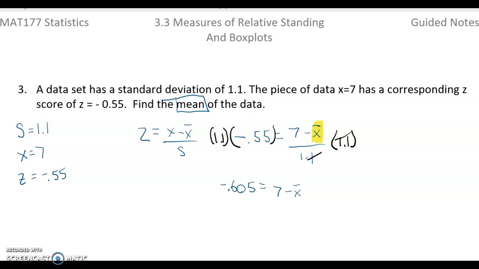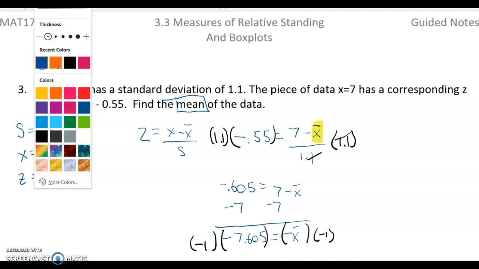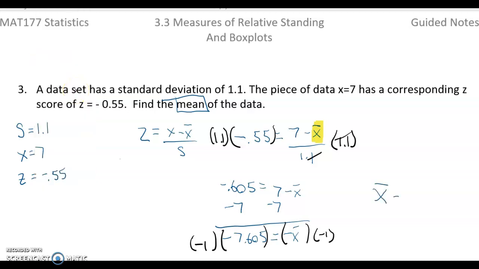I want to get x bar by itself, and right now it's being subtracted from 7. What I can do as a first step is subtract 7 from each side. So I'll have negative 7.605 on my left and negative x bar on the right. X bar is negative and I want it to be positive, so I'm going to multiply both sides of my equation by negative 1. And I'll come up with my answer of x bar equals 7.605.